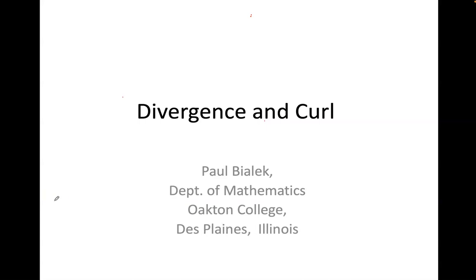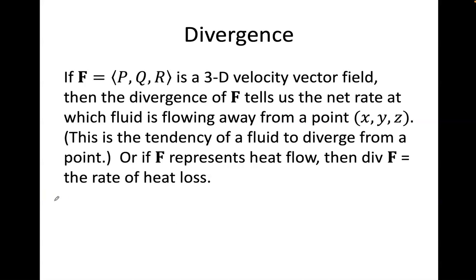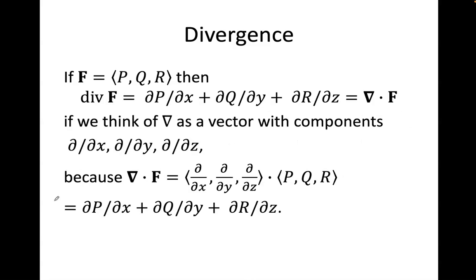Let's look at divergence and curl. If F equals PQR is a 3D velocity vector field, then the divergence of F tells us the net rate at which fluid is flowing away from a point xyz. This is the tendency of a fluid to diverge from a point. That's why we call it divergence. Or if F represents heat flow, then the divergence of F equals the rate of heat loss.